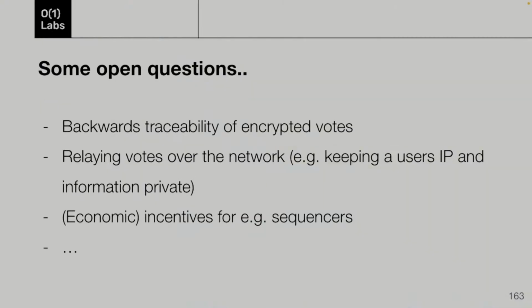There are some open questions, for example, backwards traceability of encrypted votes. If the private key of the homomorphic encryption scheme gets leaked, you can, in theory, trace back each individual vote and decrypt them. So there's one. Relaying votes over the network is still one thing that I didn't consider at all. For example, if a user sends something to a sequencer, you could still see the IP, so it wouldn't be as private. And there may even be some incentives that you have to introduce, for example, for sequencers.